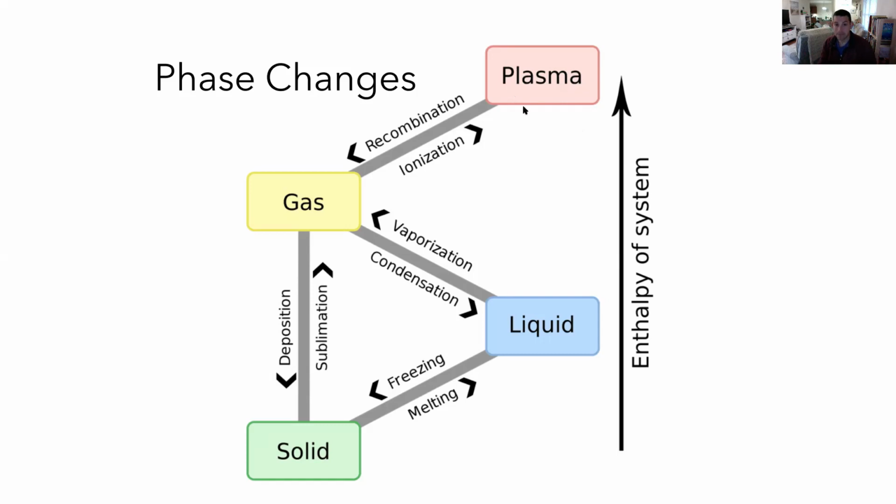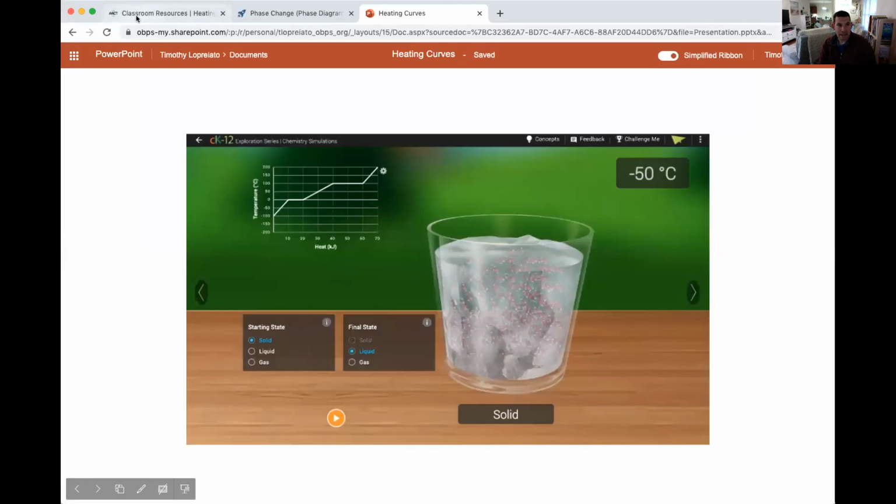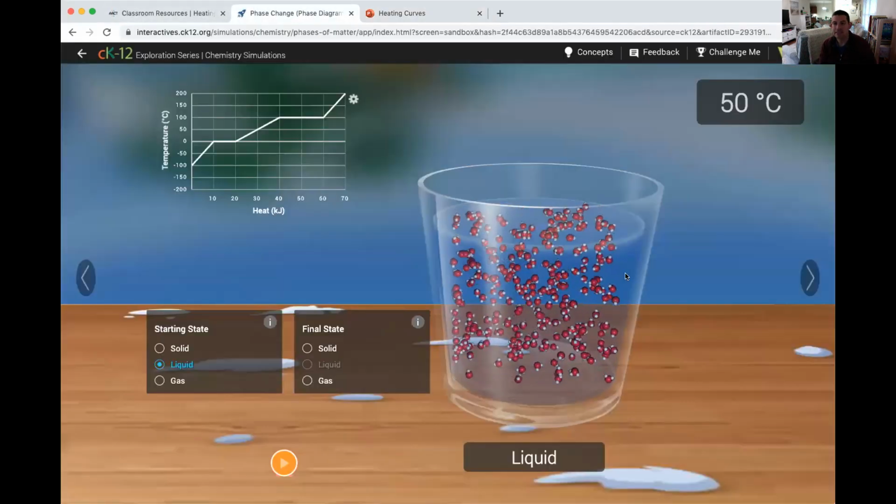Don't do that. All right, so this is what we care about: solid, liquid, gas, and I do care about heat. That's something we're going to talk about. As you heat a solid, it turns to a liquid. As you heat a liquid, it turns to a gas. So what we're going to look at is this simulator I found online.